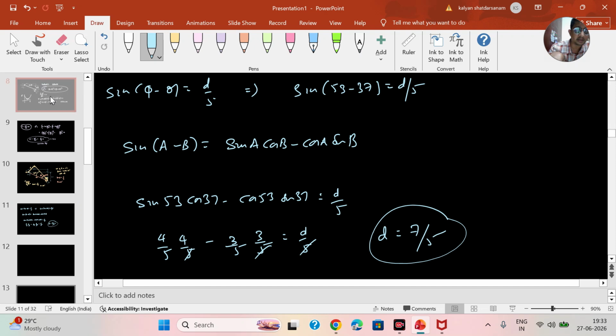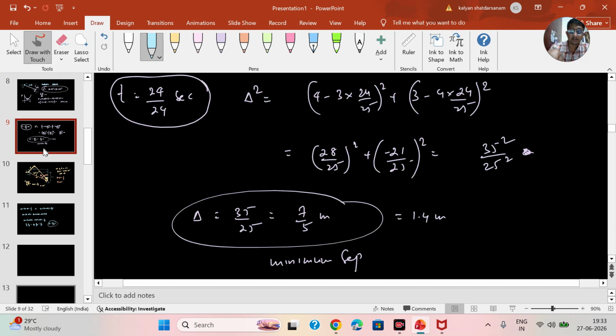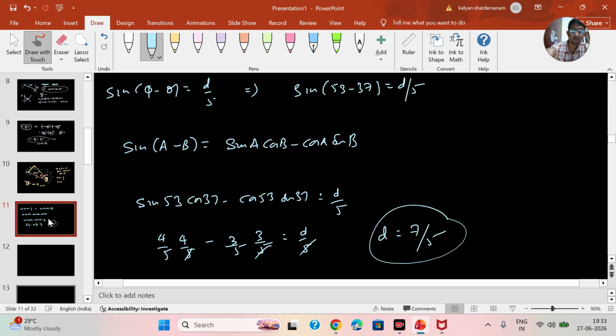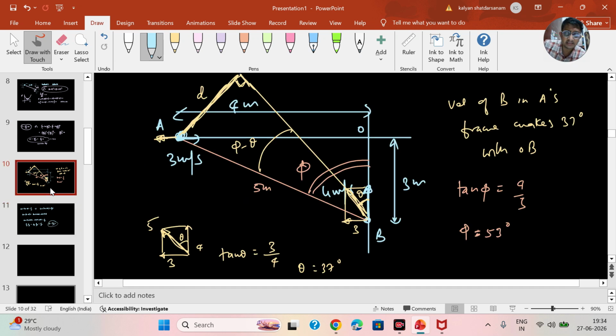That's exactly what we got in the calculus method. If you go back here, I got 7 by 5 or 1.4. Here I am getting it just with some geometry. So if you go to A's frame, B is going in some direction, whereas the line joining A and B is a different direction. So there is no collision. So this is the idea.